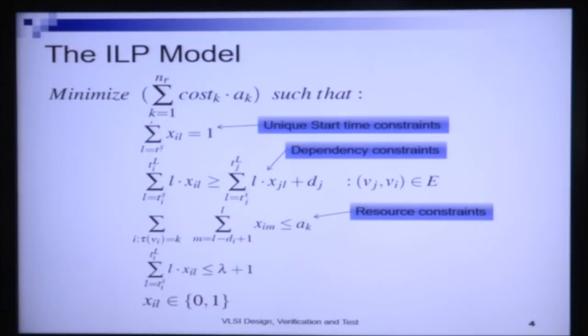It is an auxiliary variable here. And then we specify the latency constraint, which is specified by the start time of the sink node, right. So, the sink node must start at most within lambda plus 1 time steps.